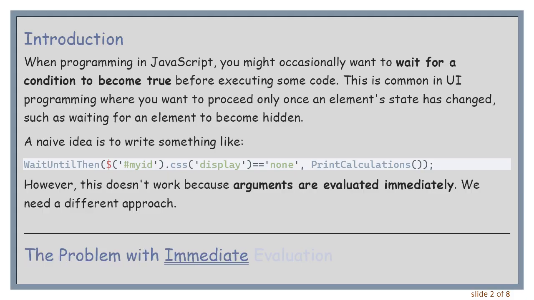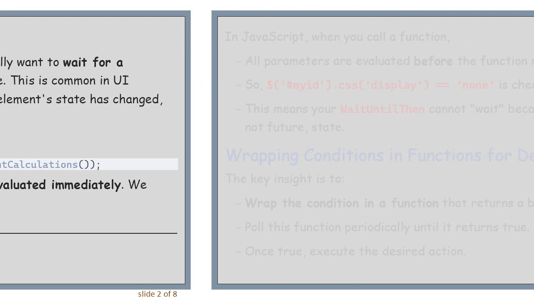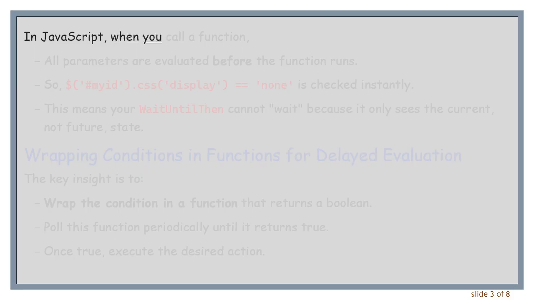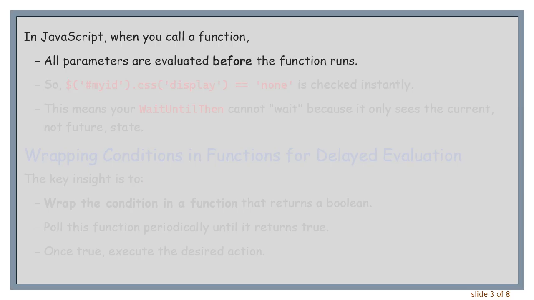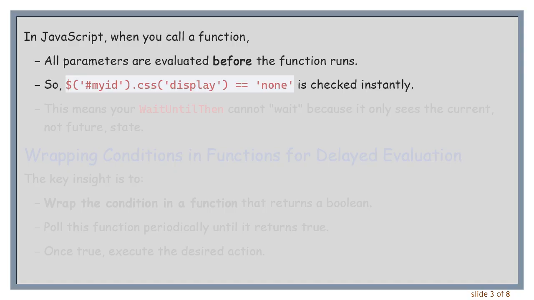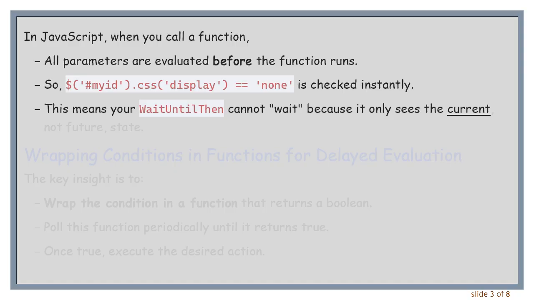The problem with immediate evaluation. In JavaScript, when you call a function, all parameters are evaluated before the function runs. So, $('#myad').css('display') == 'none' is checked instantly. This means your WaitUntilThen cannot wait because it only sees the current, not future, state.